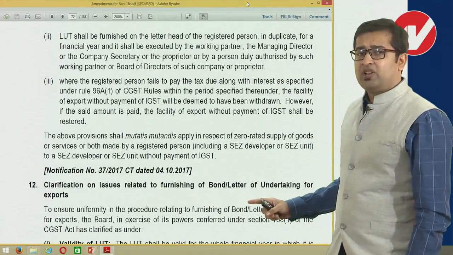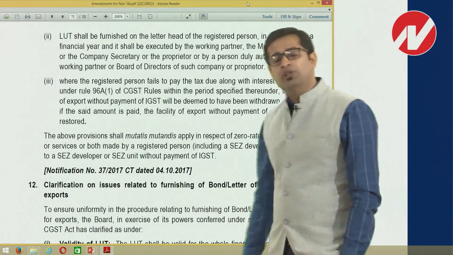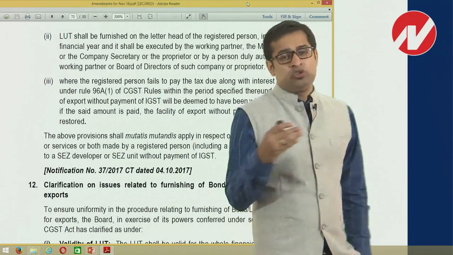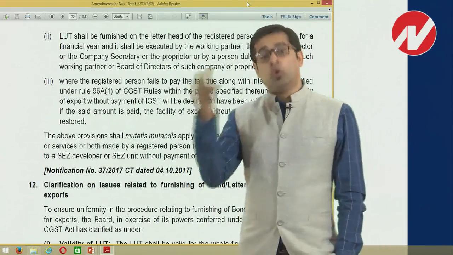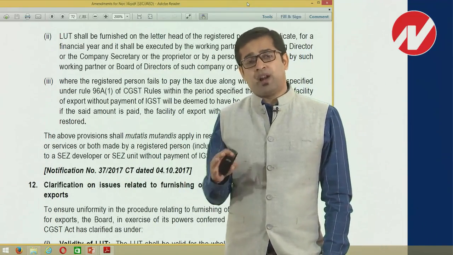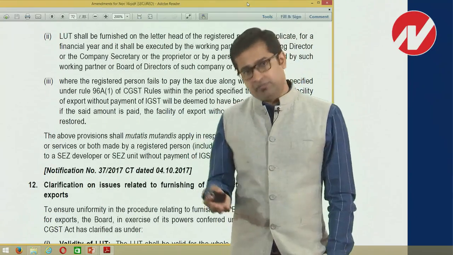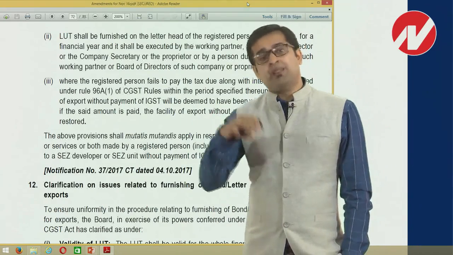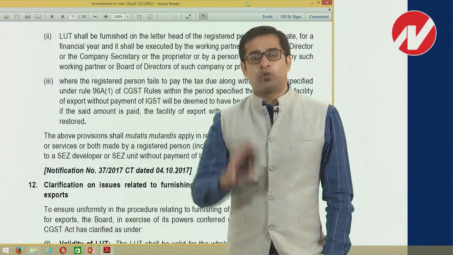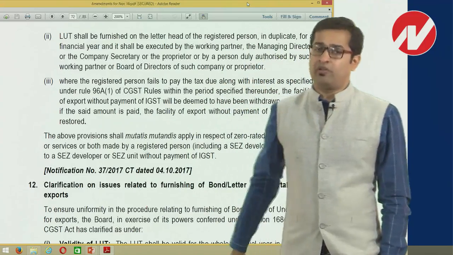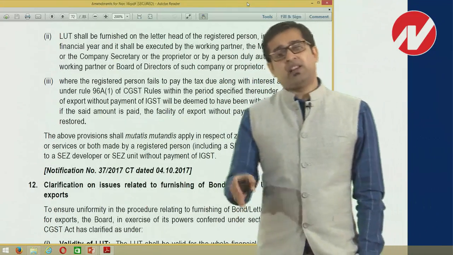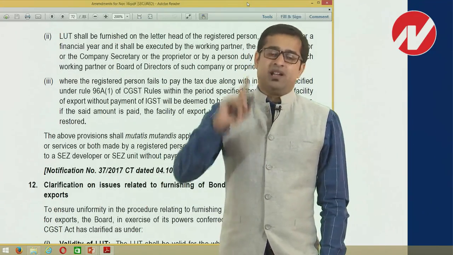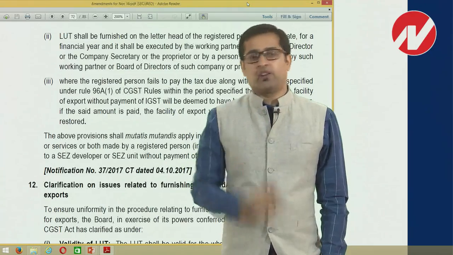There are certain clarifications which have been issued with regard to bond or an LUT. Basically, when I talk about LUT, you have to submit an LUT for the whole financial year. As compared to that, a bond is on a transaction-to-transaction basis. Yes, in some cases they do permit a running bond account also, but for that you have to take the approval of at least an assistant or deputy commissioner of GST. Baki, in every case, a separate bond is required for every transaction. While in case of LUT, it is a simple undertaking for the whole of the financial year.